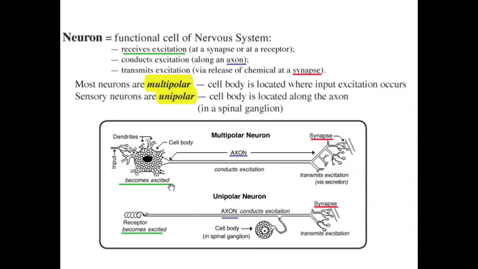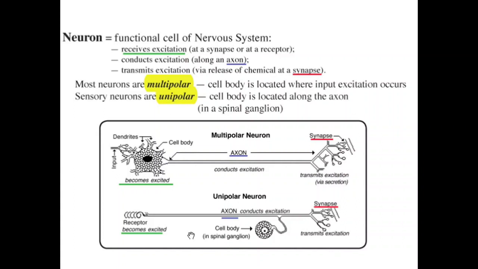Multipolar neurons receive excitation from synapses. They conduct excitation along the axon, and they transmit excitation by releasing neurotransmitters at synapses. The neurons are multipolar because the spherical cell body plays a significant role in integrating the total synaptic input to the cell. The other neuron type is unipolar.